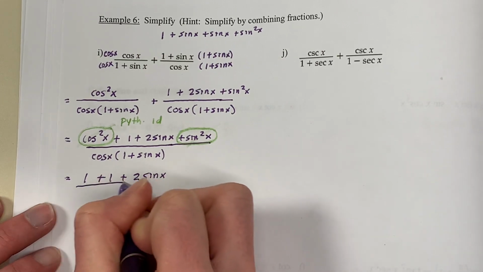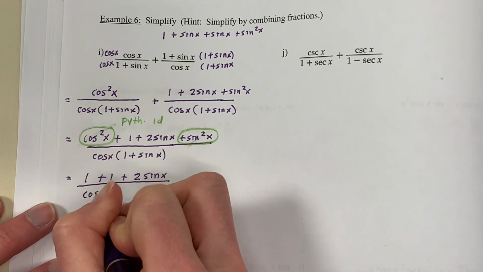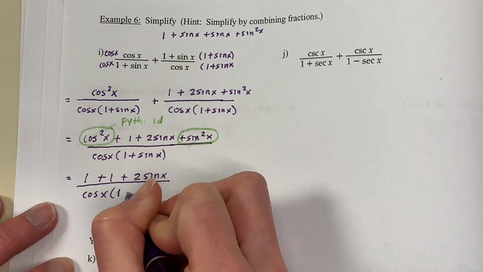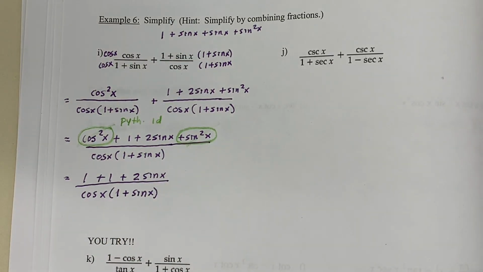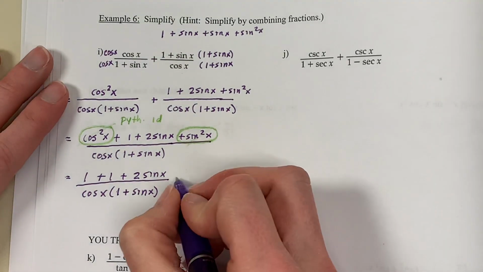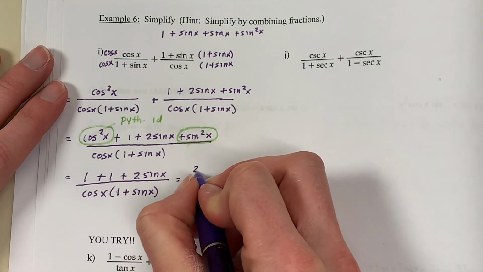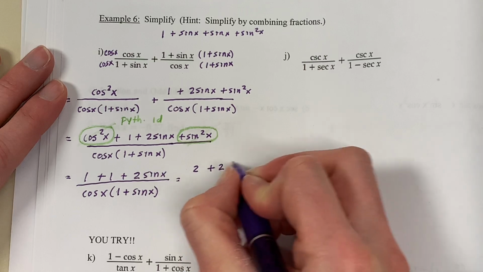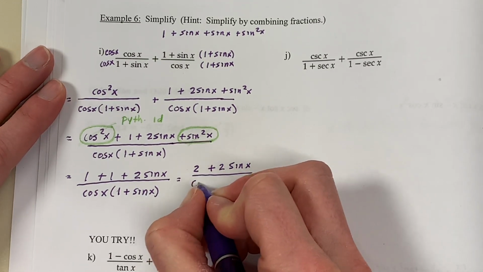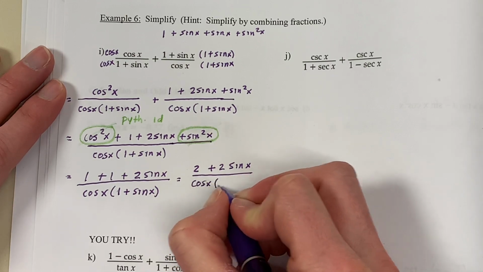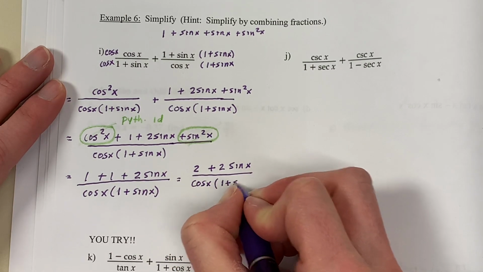And in my denominator, I still have the cosine x times the quantity 1 plus sine x. I'm not going to distribute the cosine x in the denominator until I have to, if I have no other moves to make. I can combine like terms in the numerator. 1 plus 1 is 2. So I have 2 plus 2 sine x, all divided by cosine x times the quantity 1 plus sine x.